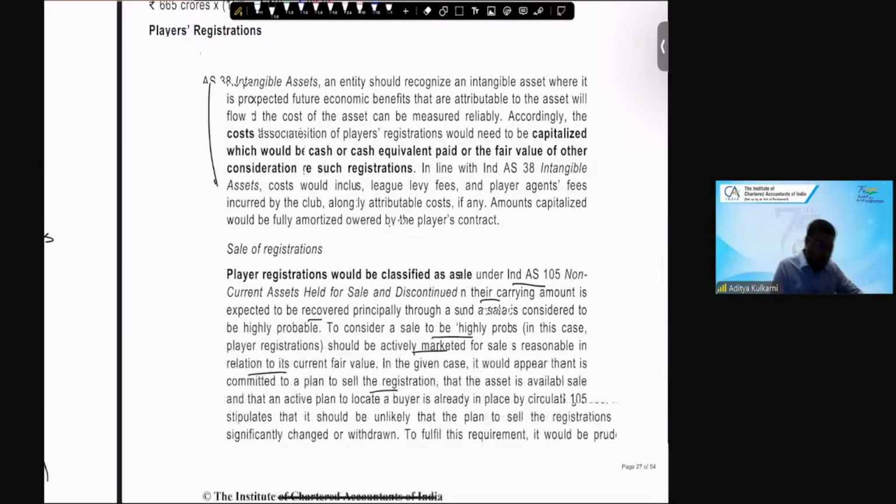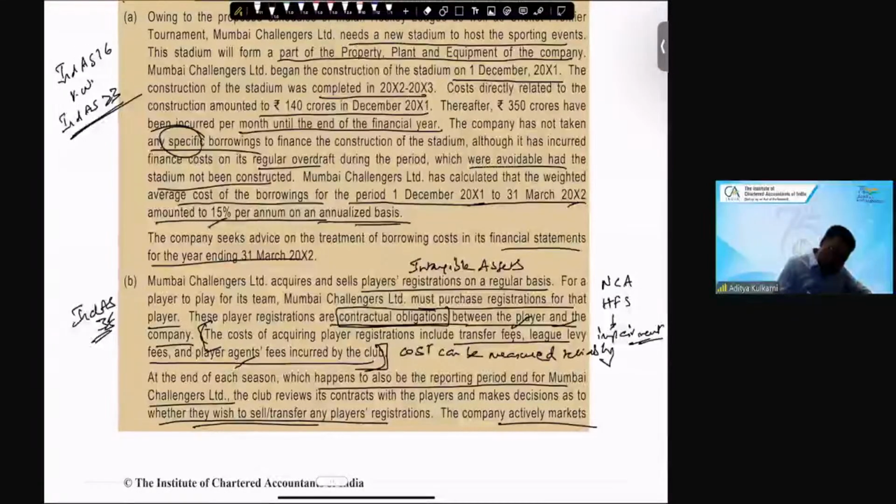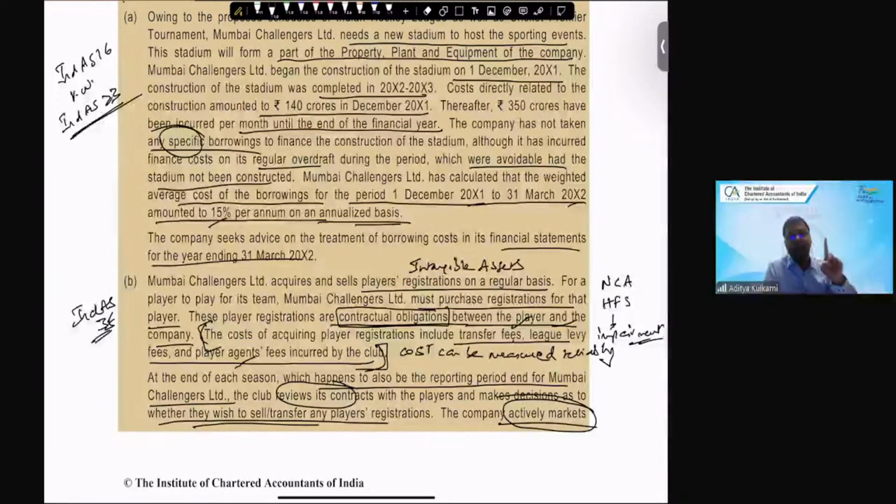Because therefore, the wordings you have to see, it is at the end, club reviews the contracts. It wants to release a player from the contract. It wants to bring in new players, makes decision as to whether they wish to sell or transfer. The company actively markets. Remember the words in Ind AS 105. There also they have clearly specified that only when you are actively marketing and you want to sell within 1 year can you categorize it as held for sale. Is it okay?